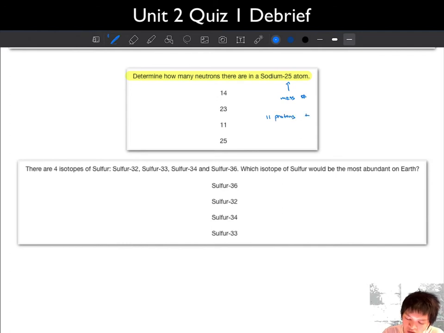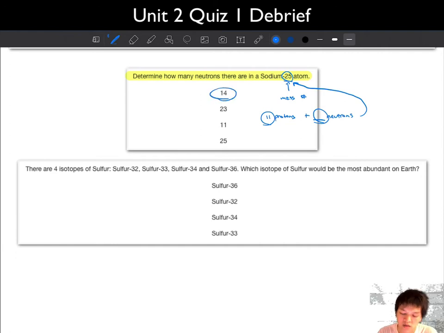We know that you add a certain amount of neutrons, and that will give you your mass number, right? 25. So 11 plus something is equal to 25. What does that something have to be? 14. 14, right?